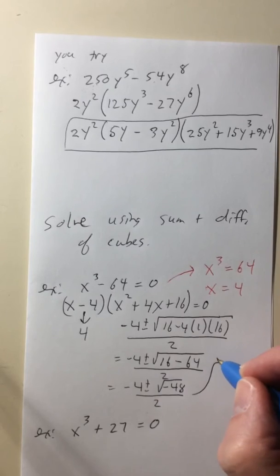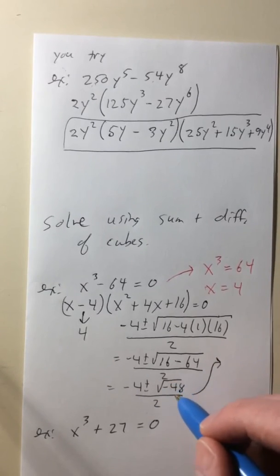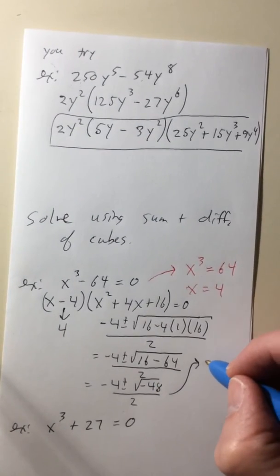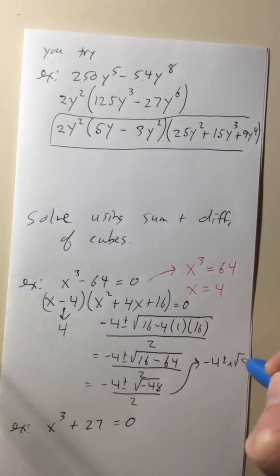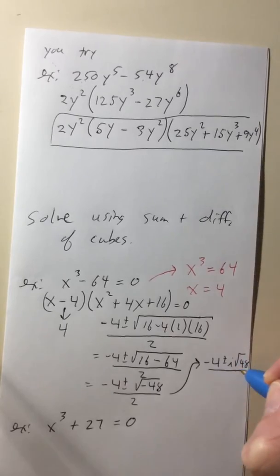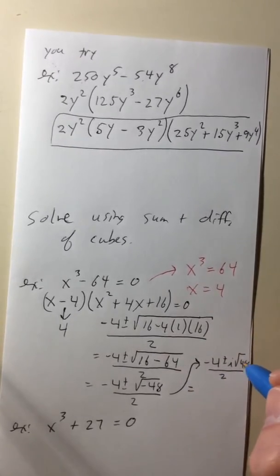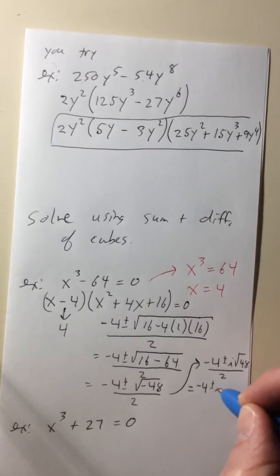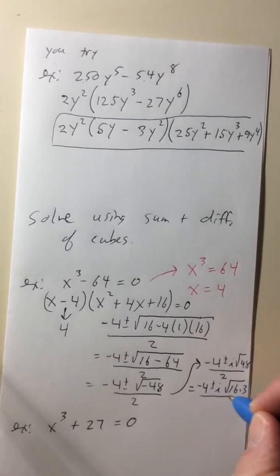And of course we remember that whenever we take the square root of a negative number, we have an i. We also see that 48 has a perfect square that goes into it, and that's 16. So we're going to write that. So we got negative 4 plus or minus i root 48 over 2. Should have left a little bit more room. Equals, and now we see that the 48, as I said, has a perfect square that goes into it, and that's 16. So we have negative 4 plus or minus i root 16 times 3 over 2.